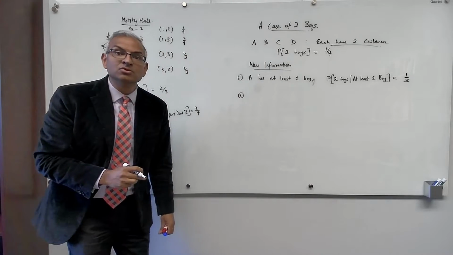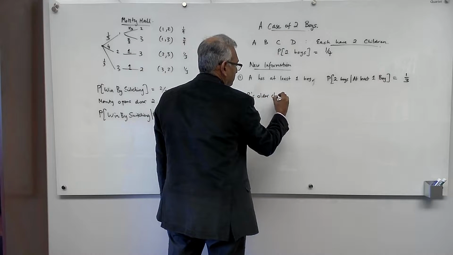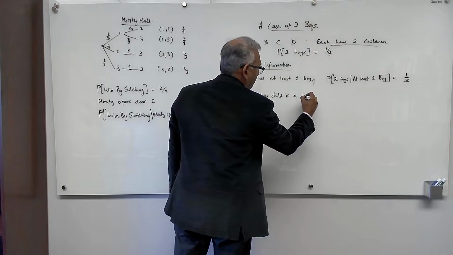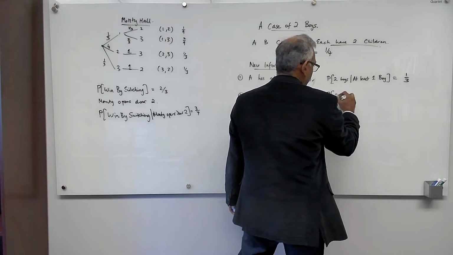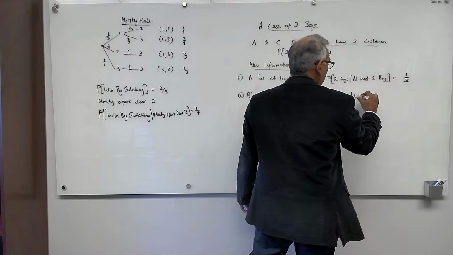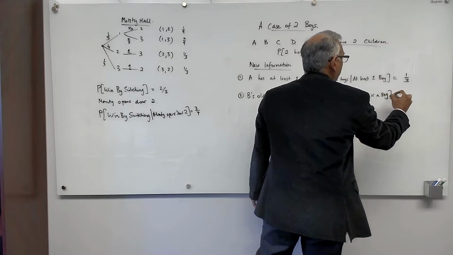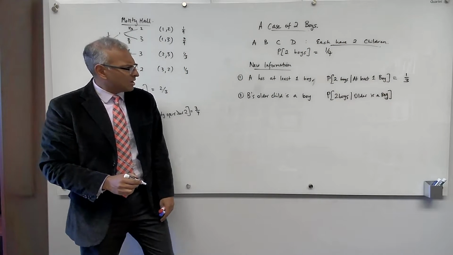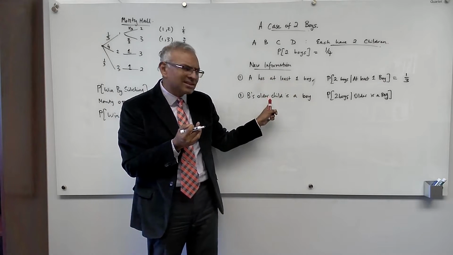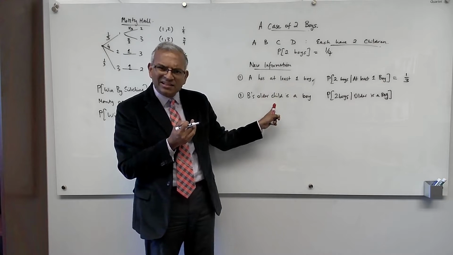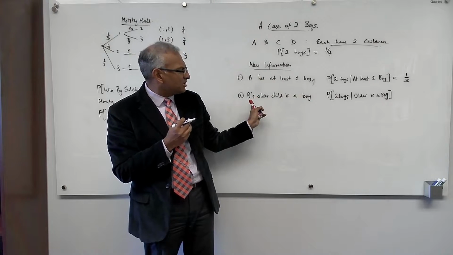B, let me give you some new information about B. B's older child is a boy. Okay. So now, what's the probability of 2 boys, given that the older is a boy? Well, how is this different from that? So that's the subtlety of information. This is a subtly different piece of new information compared to A has at least one boy. This guy, B's older child is a boy.